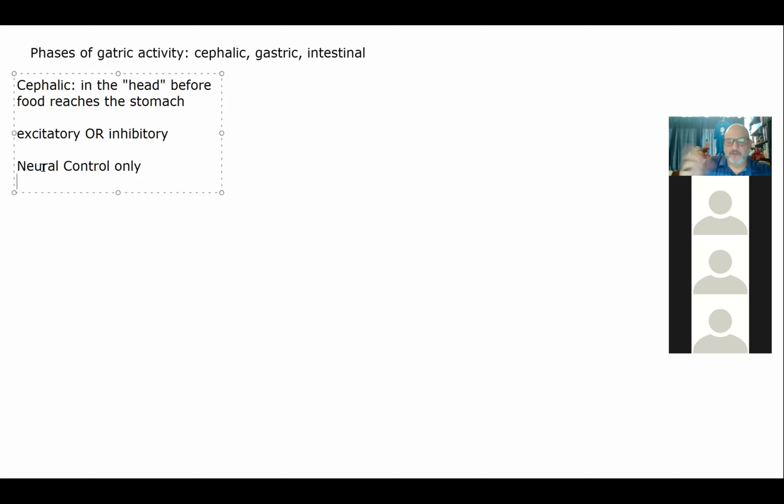And of course, if it's excitatory, it's going to be the parasympathetic. And if it's inhibitory, it's going to be sympathetic. What are the primary targets of the cephalic phase? Yeah, so fight or flight, rest and digest. So we have that neural control.